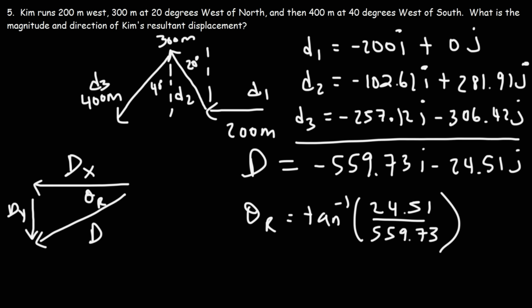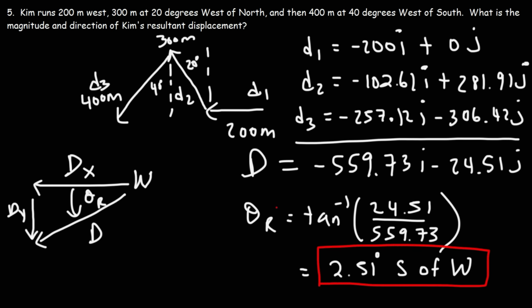So you could just type in arctangent 24.51 over 559.73. And so this angle is going to be pretty small. It's 2.51 degrees. But that's this angle here. So we could say it's 2.51 degrees. And relative to west, we're heading south of west. So that's what it is. 2.51 degrees south of west. So that's the direction.